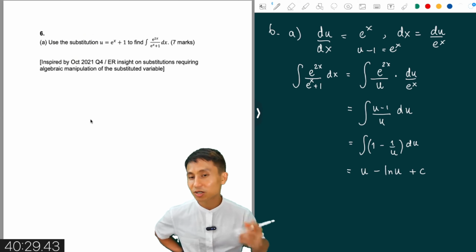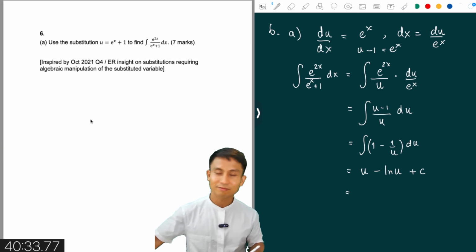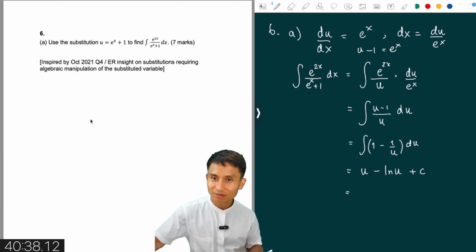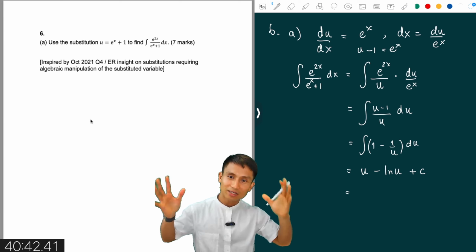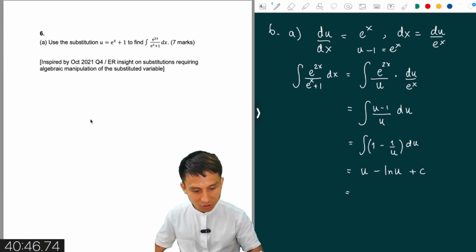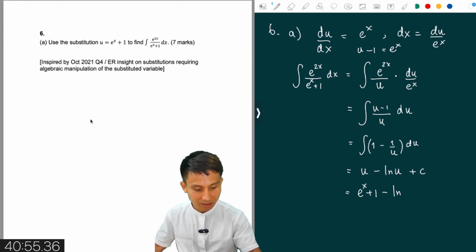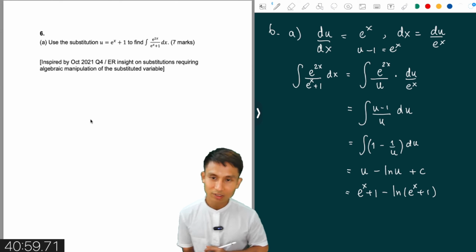And don't forget to turn everything back to the original expression, because people might forget that. Well, that's probably a fair thing to forget, because you forget that when it asks you to integrate with respect to dx, the answer should be in terms of x. Yeah. So u is, again, what was it? e to the x plus 1 minus ln e to the x plus 1. Well, e to the x plus 1 is greater than 0 anyway, so I don't need a modulus sign there. So just that.